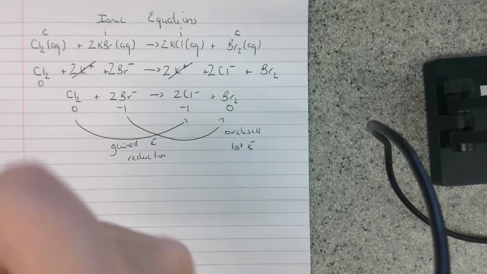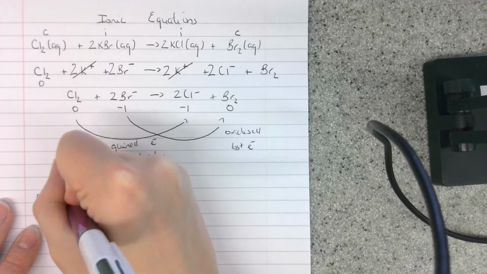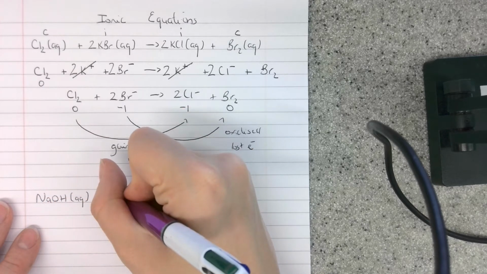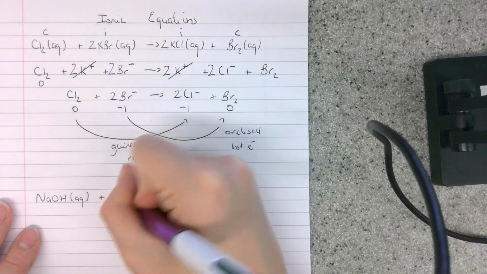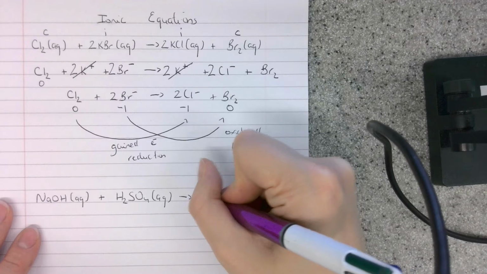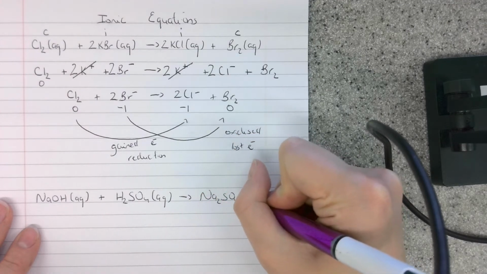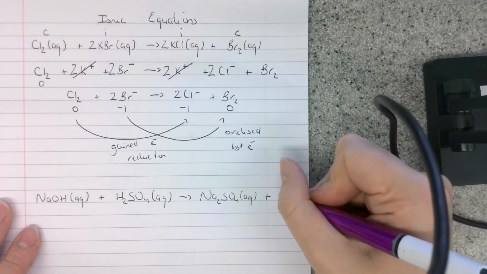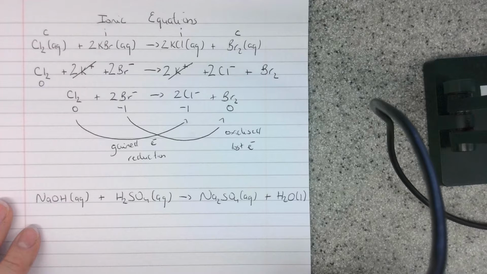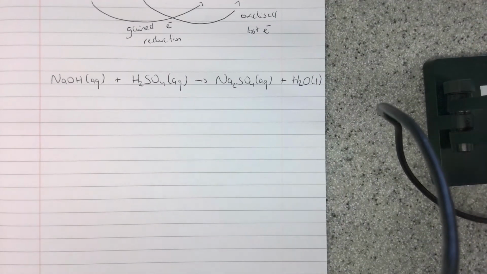So I'm going to take NaOH, aqueous. I'm going to take H2SO4, aqueous. I'm going to be forming Na2SO4, sodium sulfate, and I'm going to form H2O, which is a liquid. So this is an acid-base neutralization reaction.